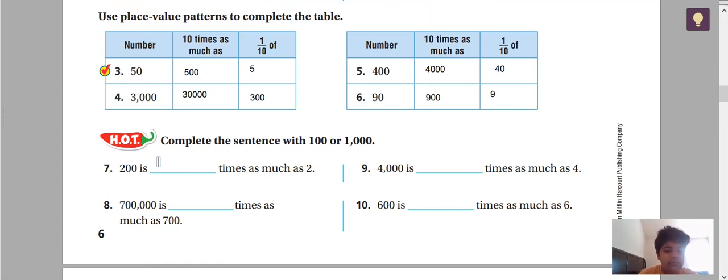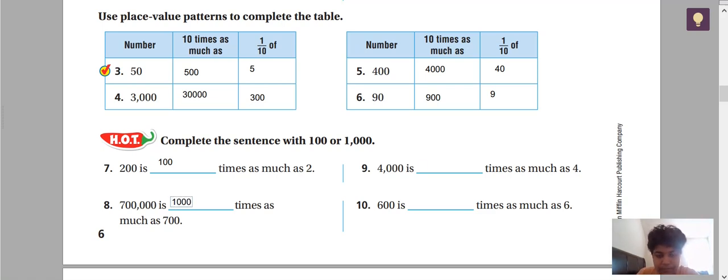200 is blank times as much as 2. Okay, that is 100. 200 is 100 times as much as 2. Okay, now 700,000 is how many times as much as 700? Is it 100 or 1,000? Well, you are correct. It's 1,000.